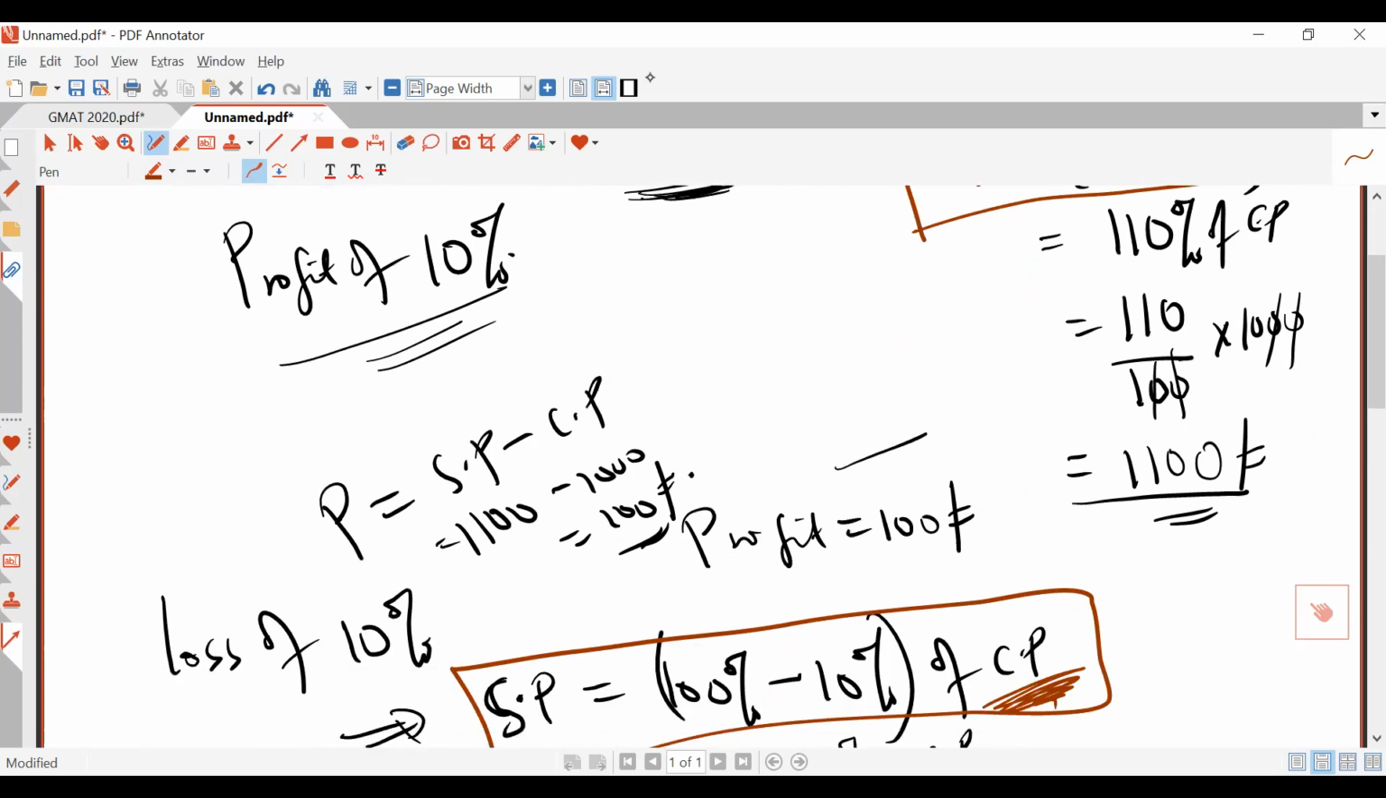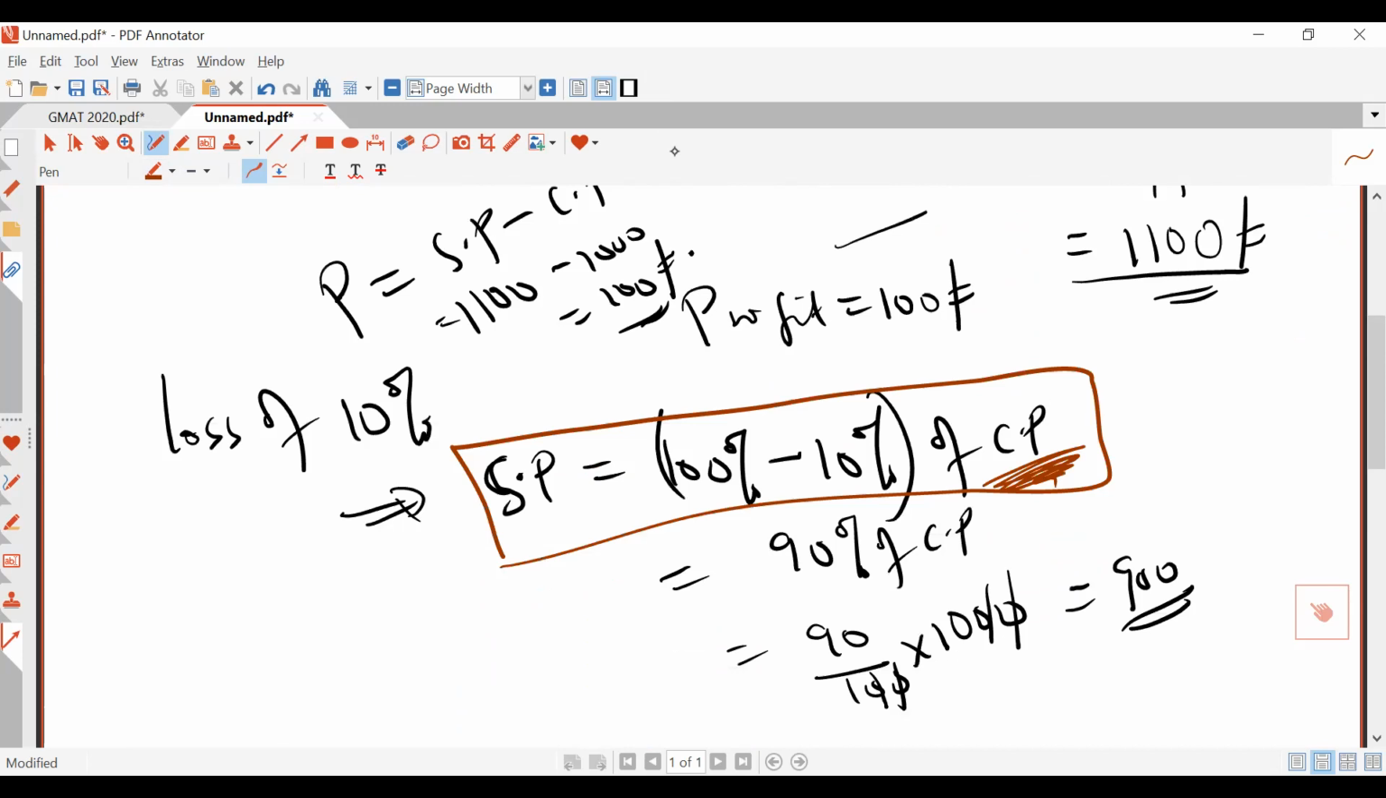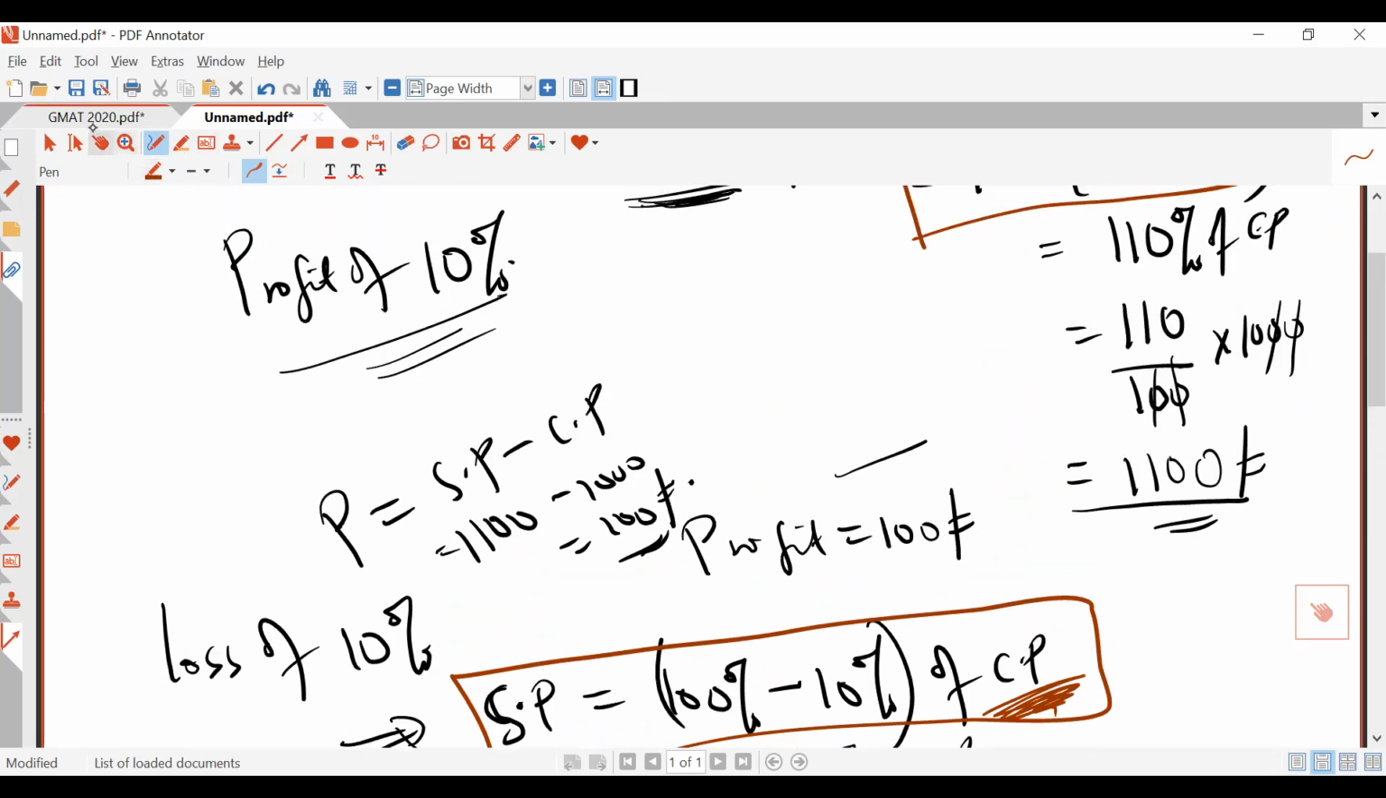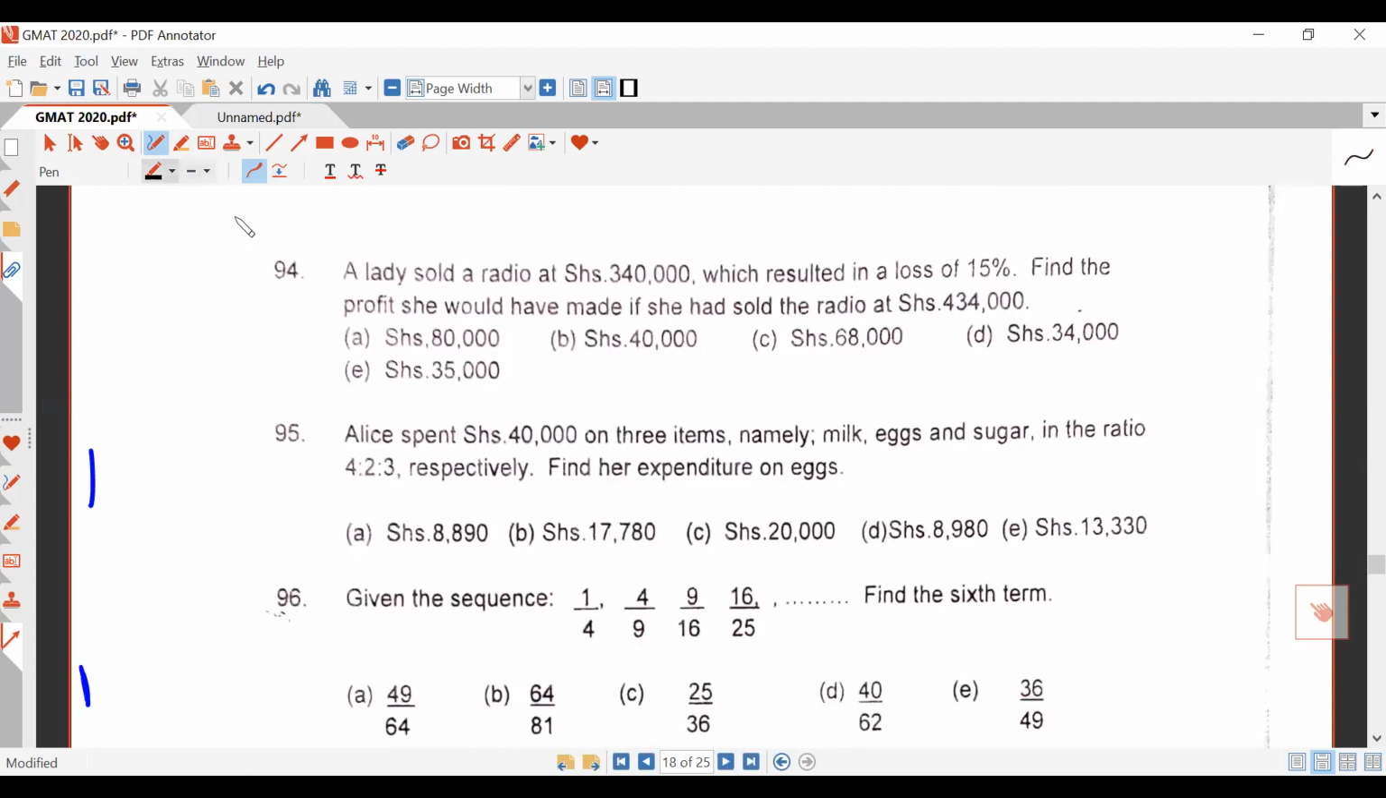Now, going back to our question, the question was saying that a lady. By the way, are you seeing properly, or should I change my screen size? I know I have changed to light mode here. Okay, it is fine. All right.